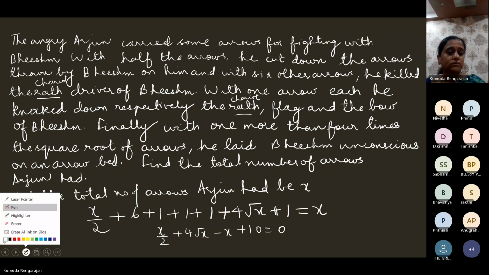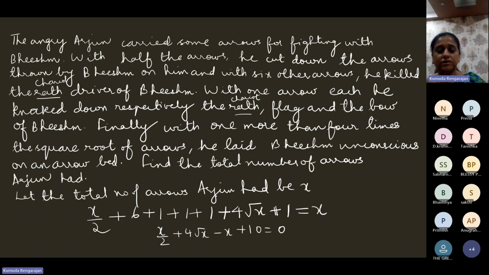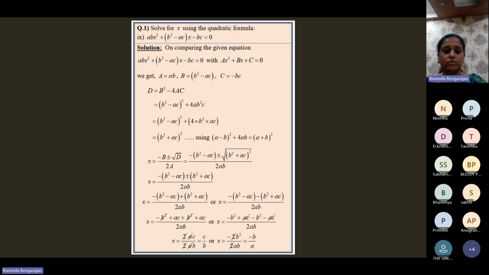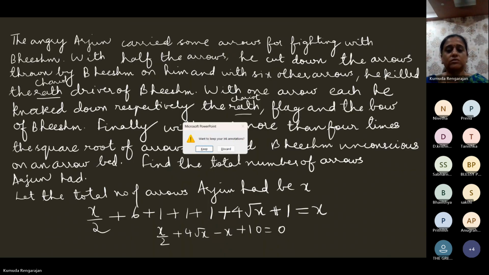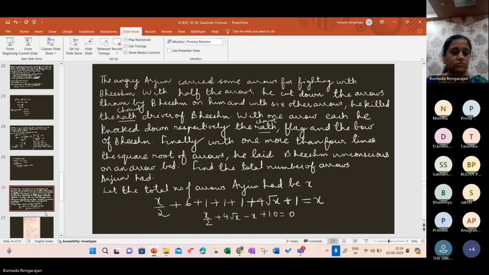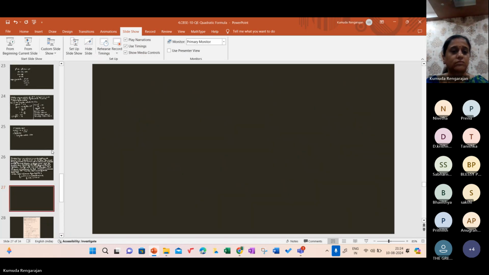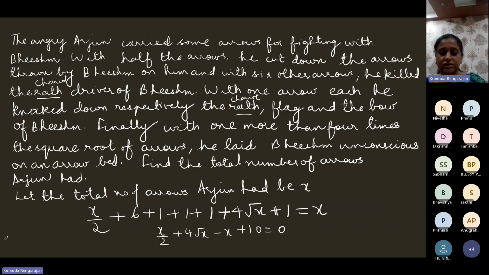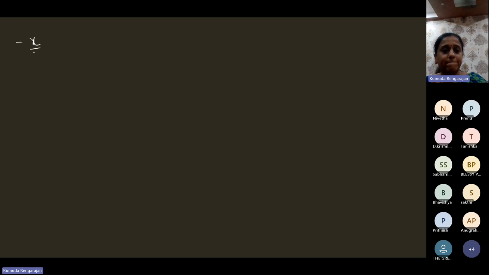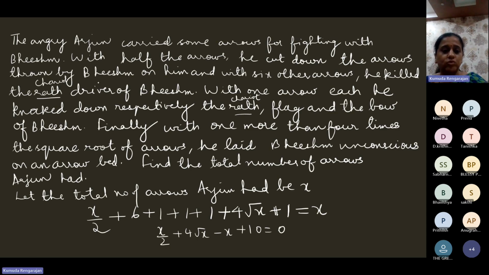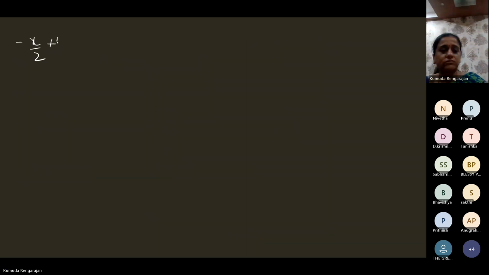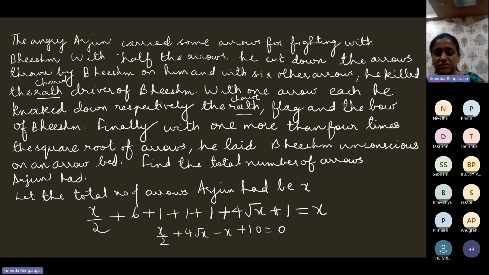Go to the next slide. So we have x by 2 minus x. What is x by 2 minus x? Minus x by 2. X by 2 minus x is minus x by 2 plus 4 root x plus 10 is equal to 0.